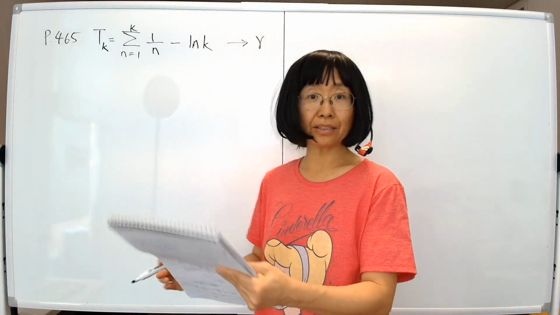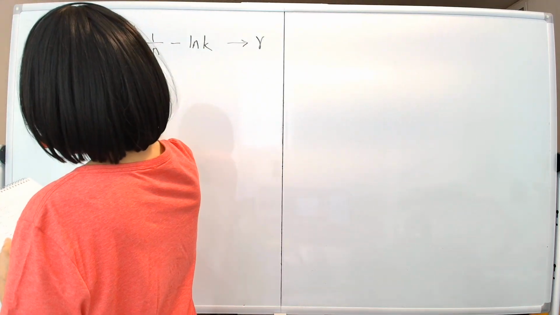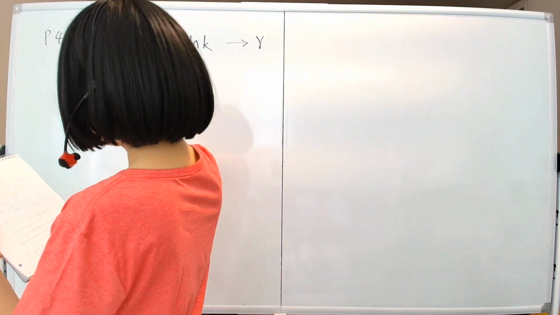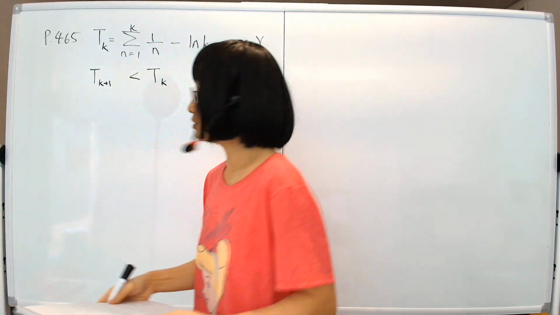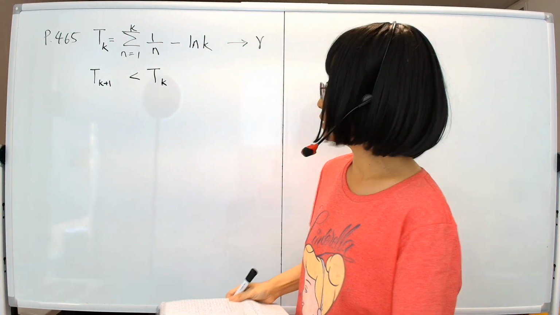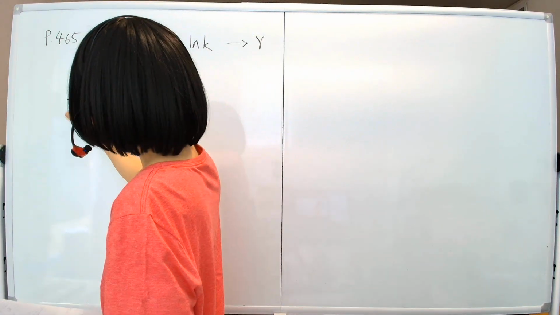And to show monotone decreasing, we have to show that the next term, which is tk plus 1, has to be less than tk. All right. Now, to show that, what we're going to do is, well, first we figure out what it is, right? What is tk? Tk, let's write it out.